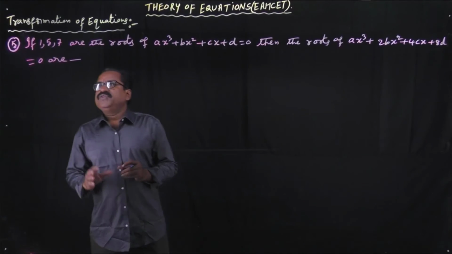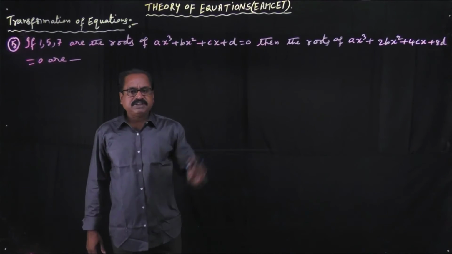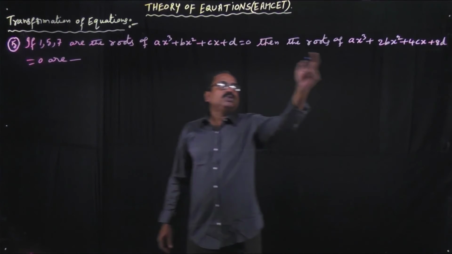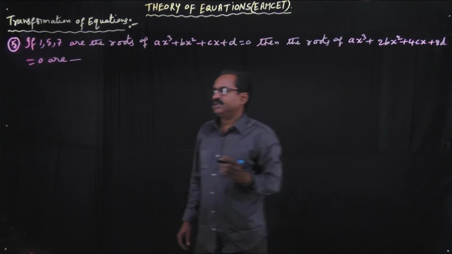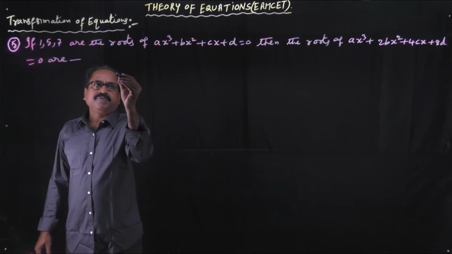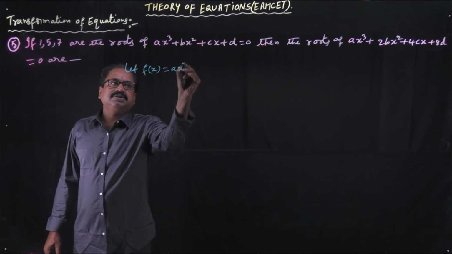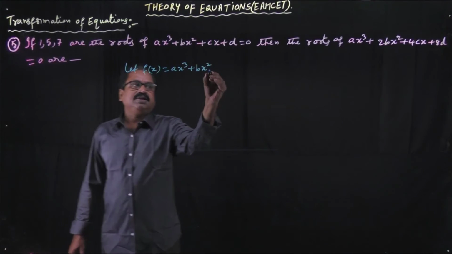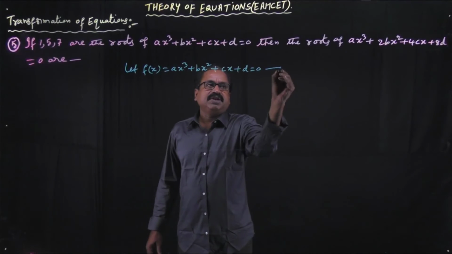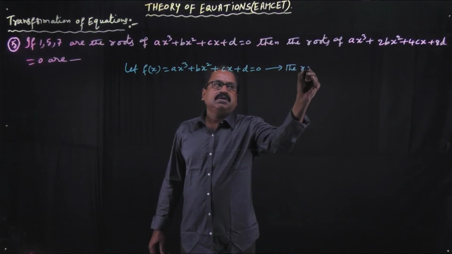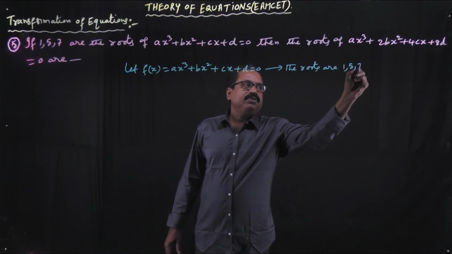Fifth one is, if 1, 5, 7 are the roots of ax cube plus bx square plus cx plus d is equal to 0, then the roots of ax cube plus 2bx square plus 4cx plus 8d is equal to 0. Let f of x is equal to ax cube plus bx square plus cx plus d is equal to 0. In this equation, the roots are 1, 5, 7.